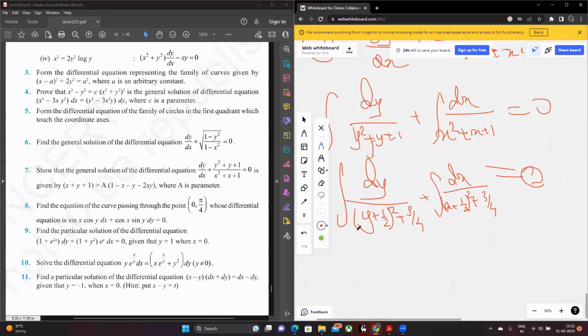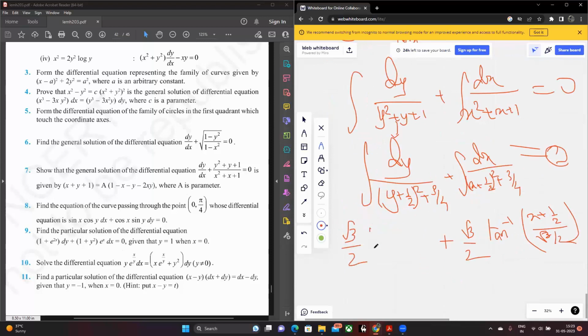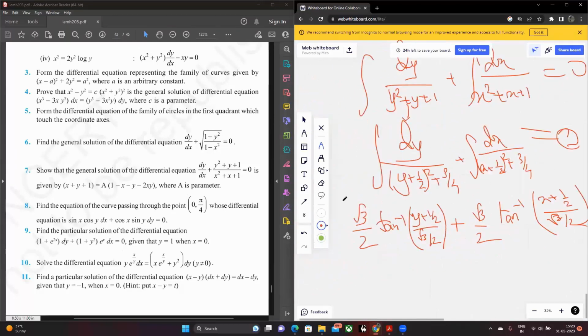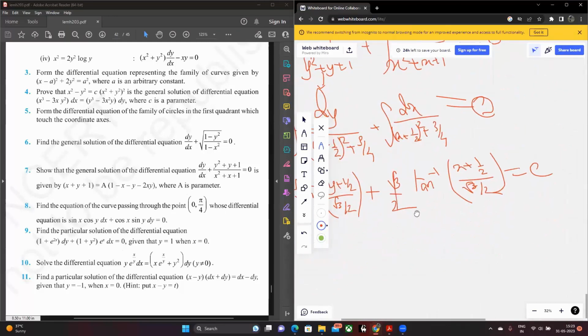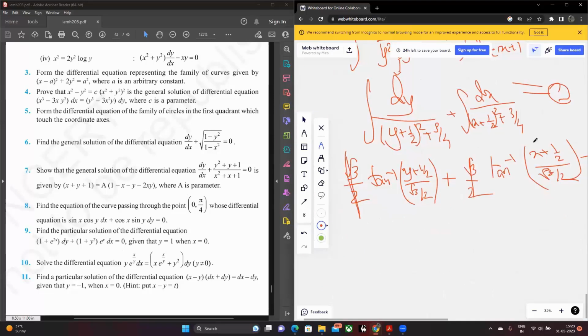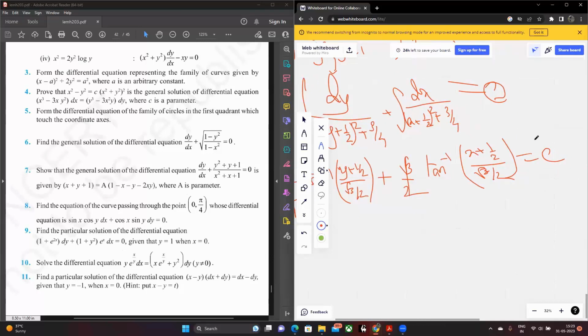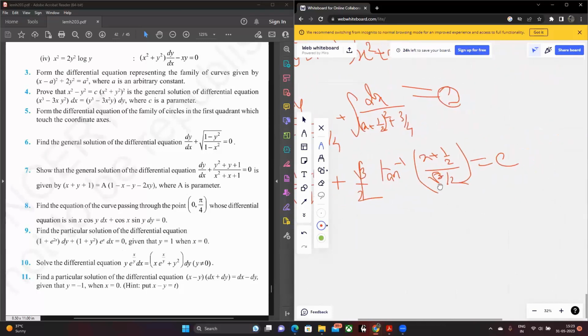dy by a square plus x square, right? This is dx by a square plus x square. And this is basically 1 by a times, that is root 3 by 2 times, tan inverse of x by a, right? Similarly, this becomes root 3 by 2 tan inverse of (y plus half) divided by root 3 by 2 equals a constant, right? All right. Now, basically, I'll just cut this off because this is going to the other side. This becomes 2c by root 3. That's also another constant c. So whatever, right? Who cares?